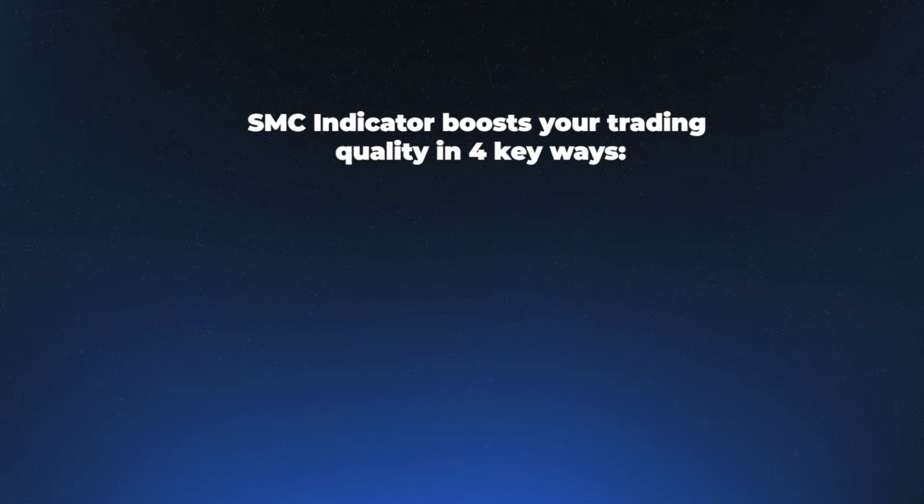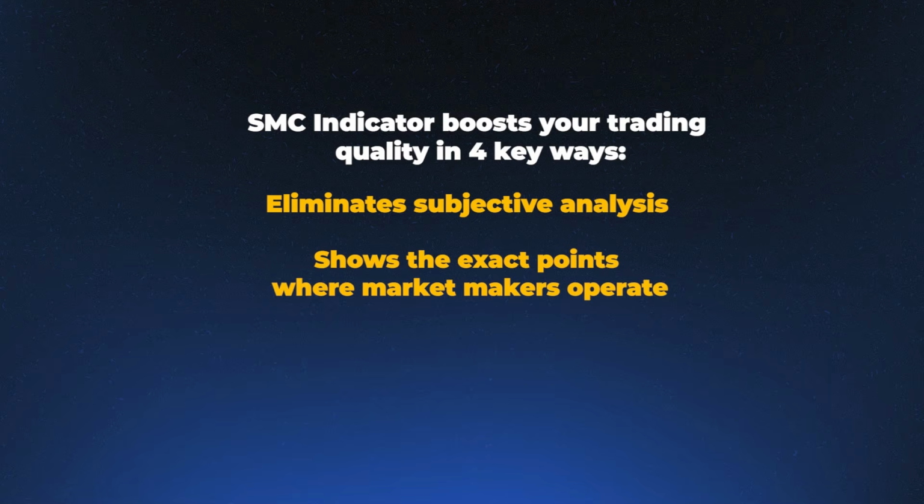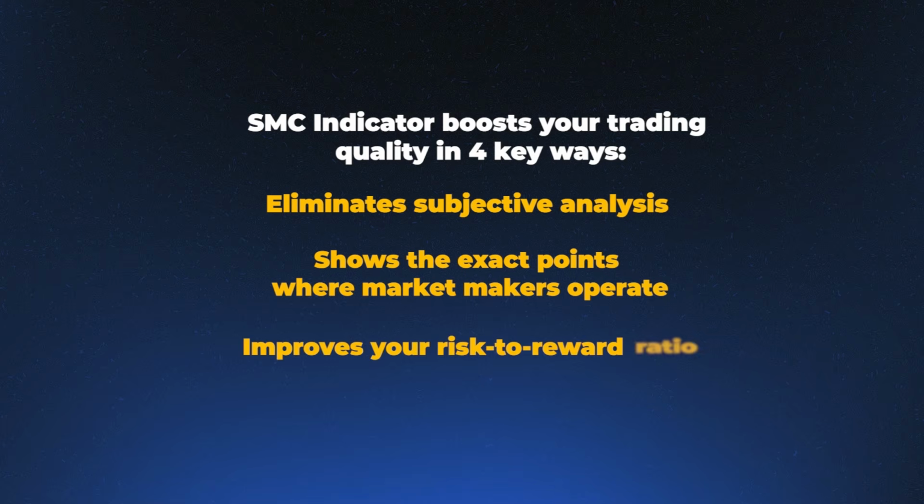Altrady's Smart Money Indicator boosts your trading quality in 4 key ways. It eliminates subjective analysis, as you no longer need to manually interpret the structure. The indicator does it for you. It shows you the exact points where the market makers operate, so you always know where significant moves are more likely. It improves your risk-reward ratio. Entering from a fair value gap inside a premium discount zone allows for very tight stop losses.